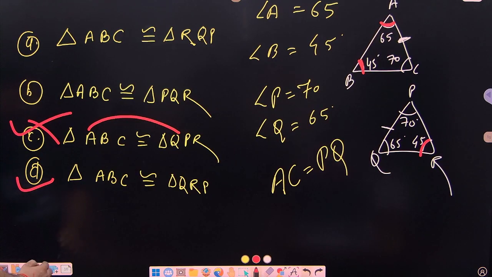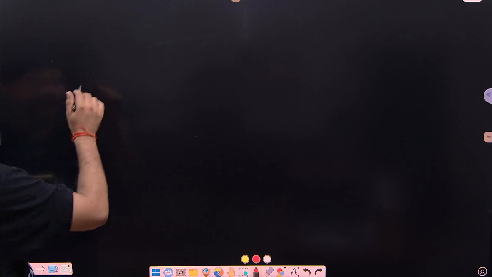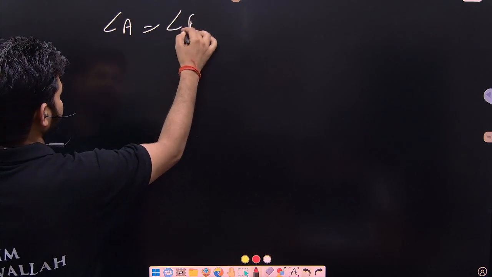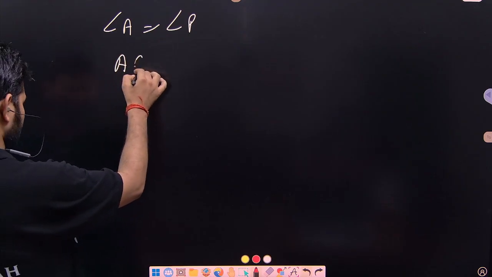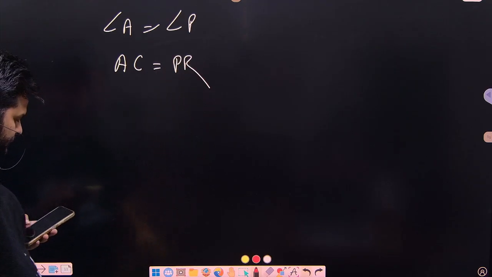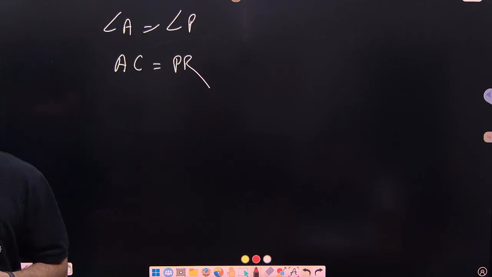Now the second question is, in the following figure angle A is equal to angle P. Angle A equal to angle P. AC is equal to PR, which of the following option must be satisfied? Which of the following option must be satisfied for triangle PQR and triangle ABC are congruent?